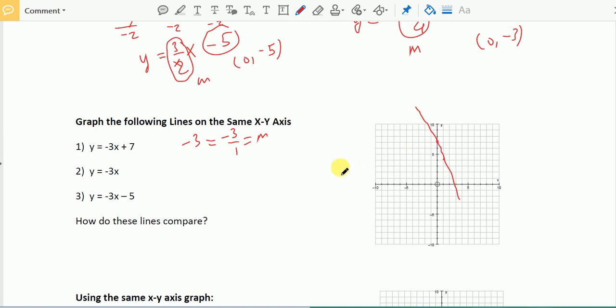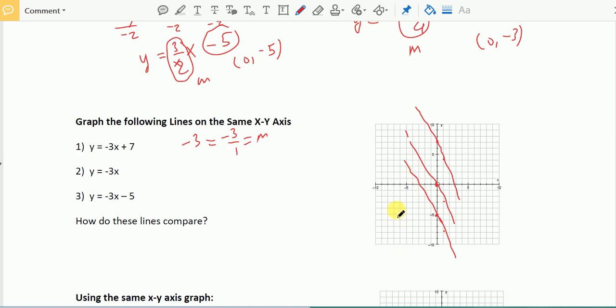Okay. Now the second one, I don't have any number here. That means I have 0 for the y-intercept, and again minus 3 equals minus 3 over 1. You go down 3 units, you go to the right by 1, plot the point, and then connect them together. This one I have minus 5 for the y-intercept, again minus 3 for the slope, go down 3, to the right by 1, and then connect the points.